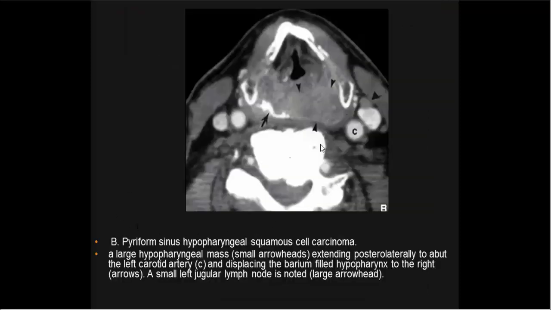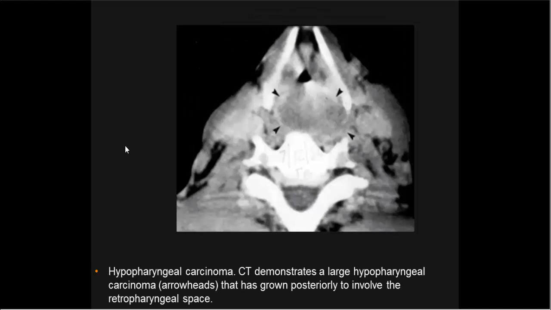Piriform sinus hypopharyngeal squamous cell carcinoma. As we see, a large hypopharyngeal mass extending posterolaterally to the upper left carotid artery, displacing the barium-filled hypopharynx to the right. Small left jugular nodes are seen. Hypopharyngeal carcinoma: CT demonstrates a large hypopharyngeal carcinoma that has spread posteriorly to involve the retropharyngeal space.